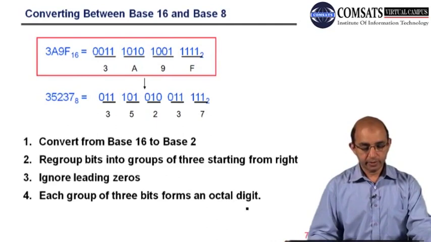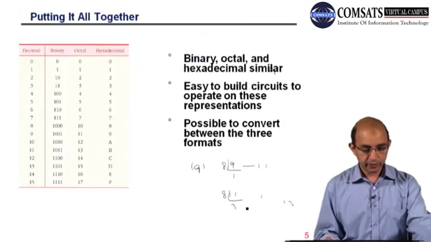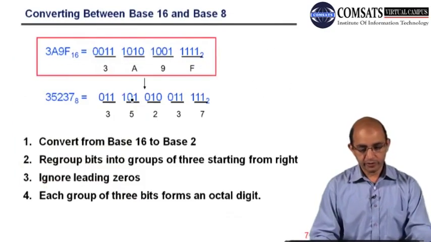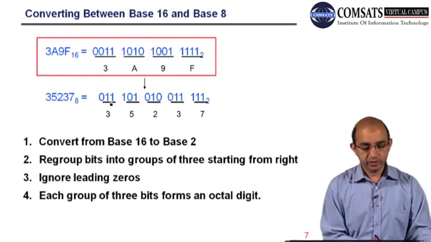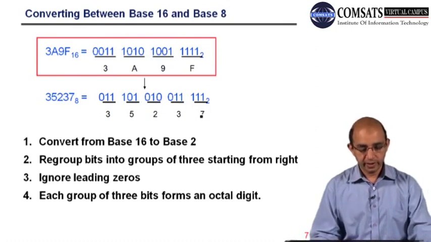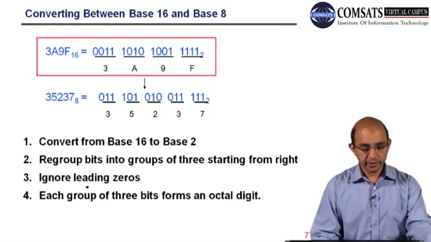Here is another example. We can use the same table, since we have the binary equivalent for the octal number system. Here we have 3, and the binary equivalent of 3 is 011. For 5 it is 101, then 010 for 2, then 011 for 3, and this is again for 7. So here we have converted from base 16 to base 2.